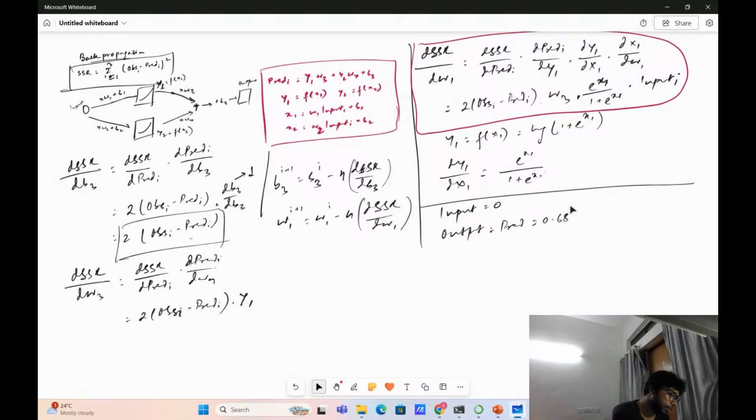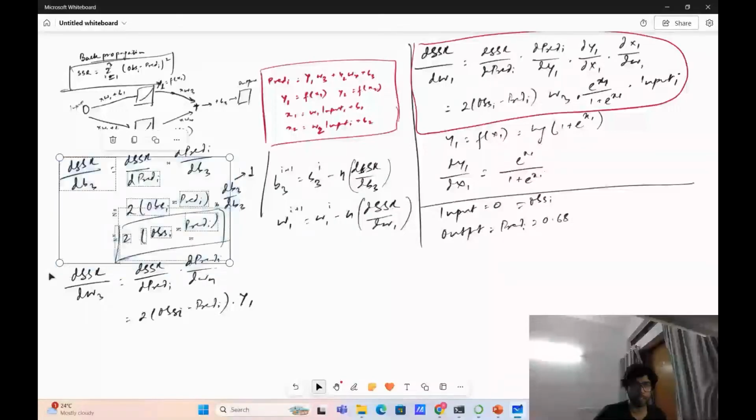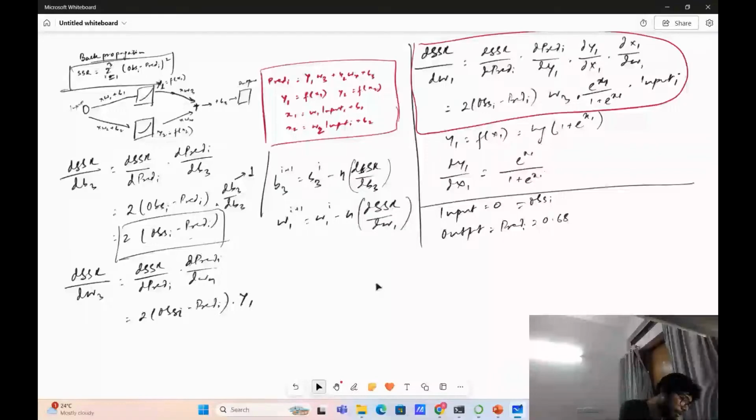Now you see what the observed value is. This is the observed, this is the predicted. The observed value is 0, and the predicted value is 0.68. So if we calculate, let's say, d of SSR with respect to B3, this is twice into observed minus predicted. So this value would be twice into 0.68 minus 0, that is 0.136. So d of SSR with respect to B3 would be twice into observed minus predicted.